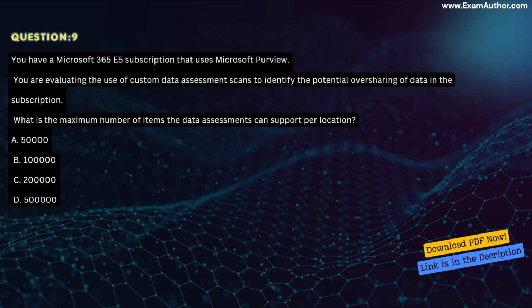Question 9. You have a Microsoft 365 E5 subscription that uses Microsoft Purview. You are evaluating the use of custom data assessment scans to identify the potential oversharing of data in the subscription. What is the maximum number of items the data assessments can support per location? A. 50,000. B. 100,000. C. 200,000. D. 500,000. The correct answer is C.